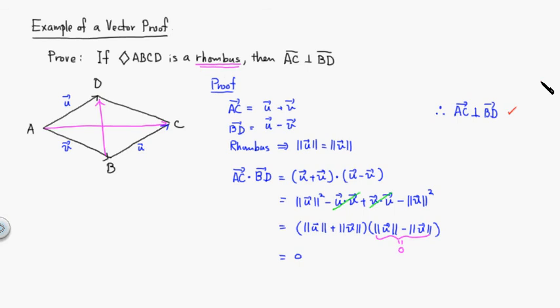So that's that. This is a vector proof, using the fact that if the dot product is equal to 0, the vectors are perpendicular. We could establish that the diagonals of a rhombus are always perpendicular. All right, that's it. I hope that this was clear.